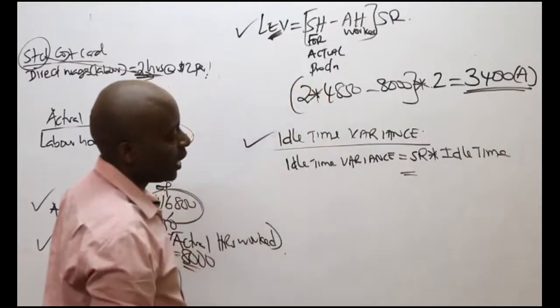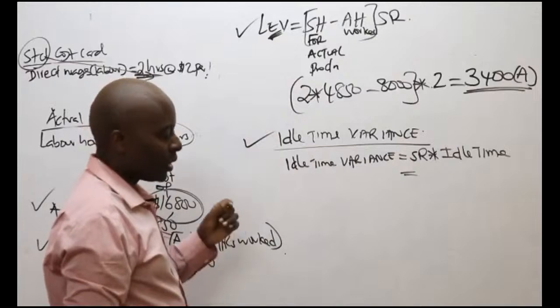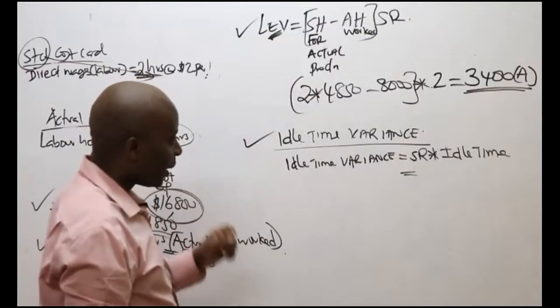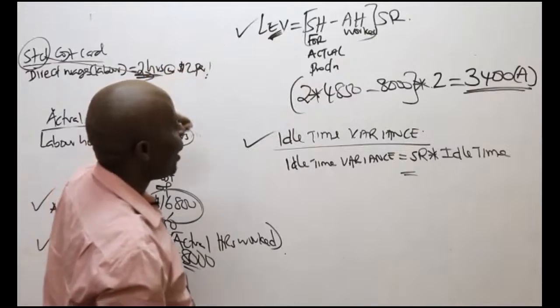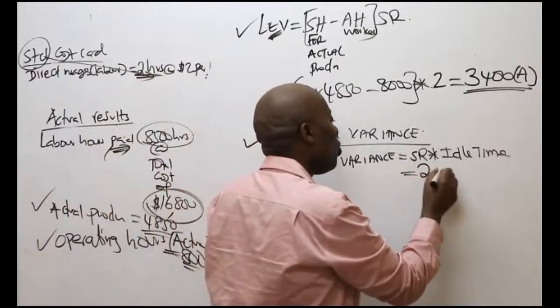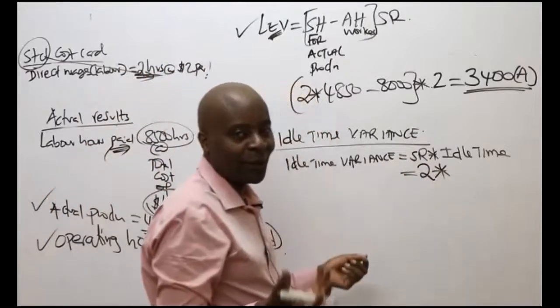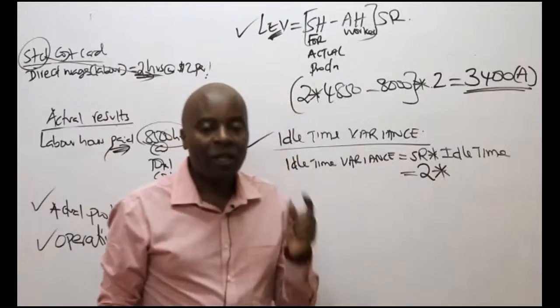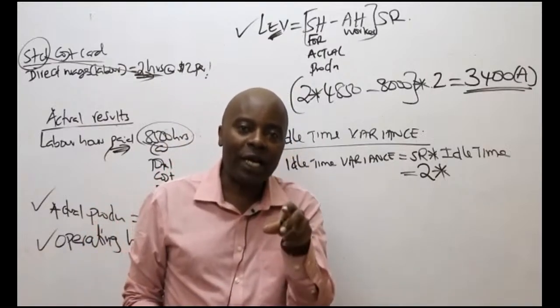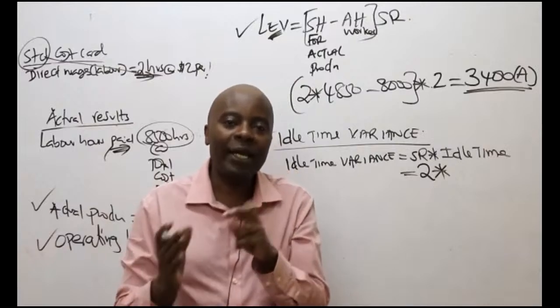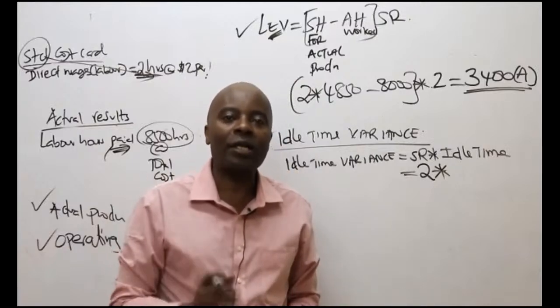So what is the standard rate? The standard rate given was 2 per hour. So this is 2 times how many hours are idle? How many hours will be considered idle? Those hours that we paid you to work for us minus the hours that you actually worked.